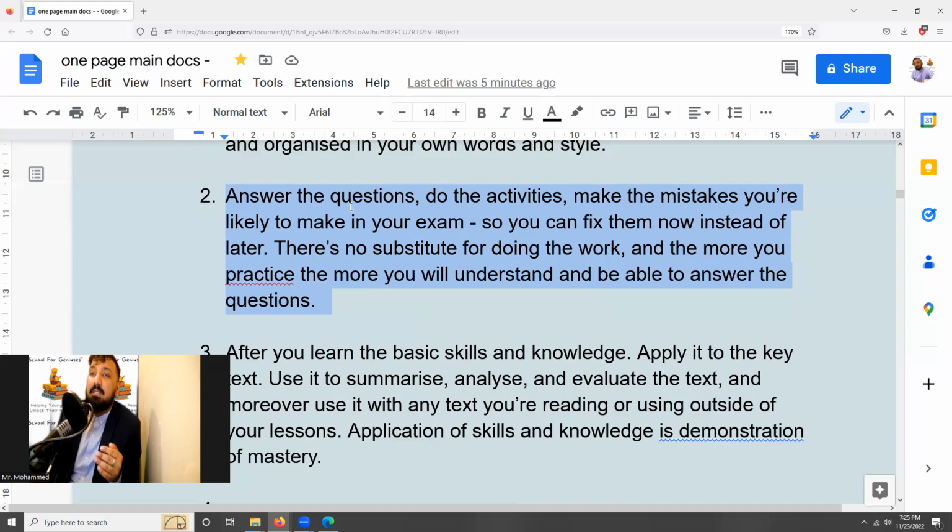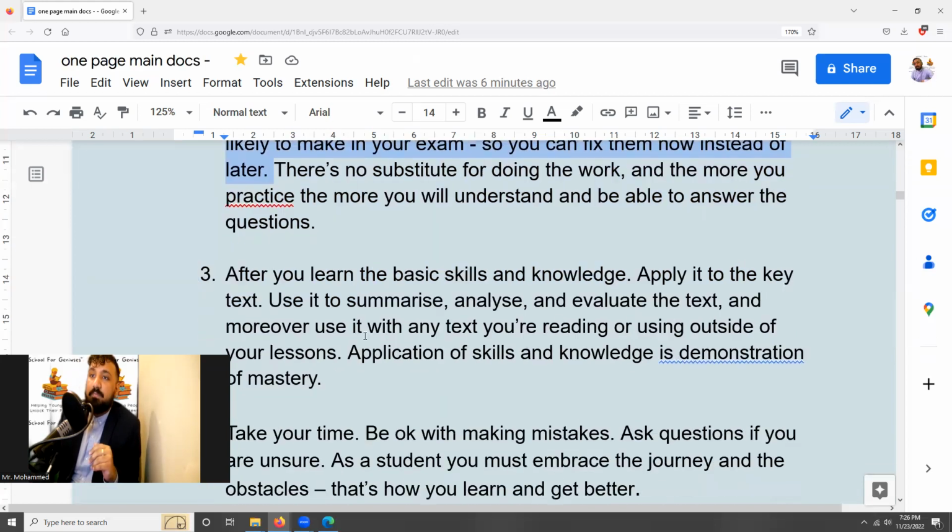A very key thing: don't be afraid of making mistakes. Make the mistakes now so you can fix them now, rather than when it comes to the exam and you're panicking because you don't know what to do, or you make a mistake in the exam and think, man, I shouldn't have made that, that was so simple. So make them now, learn what they are, and fix them now before you get to the actual time where it matters.